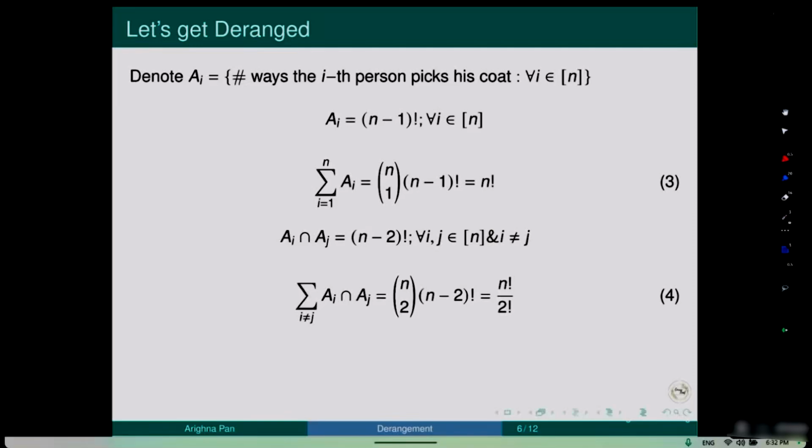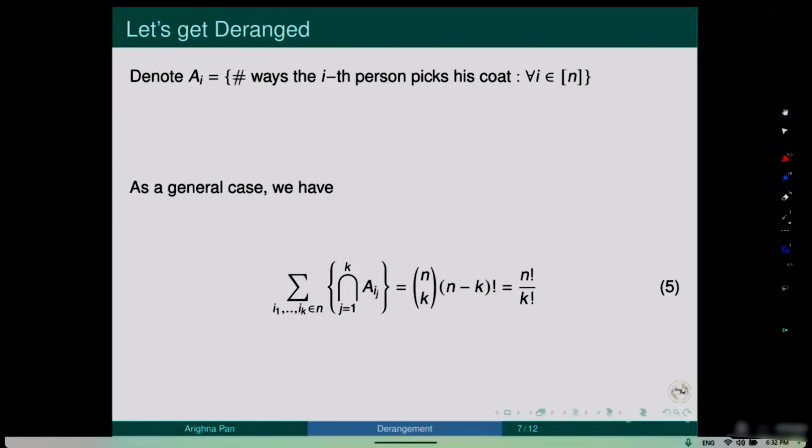And if we vary that over all i, j's and take the summation, it should be n choose 2 into n minus 2 factorial. Why? Because we have to pick i and j only, and for the rest we don't care. So those 2 can be picked in n choose 2 ways. And by the multiplication rule, the summation of Ai intersection Aj should be n choose 2 into n minus 2 factorial. And after again some calculation, we have n factorial by 2 factorial.